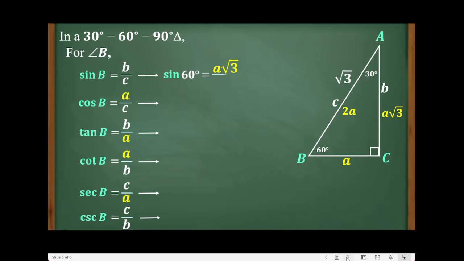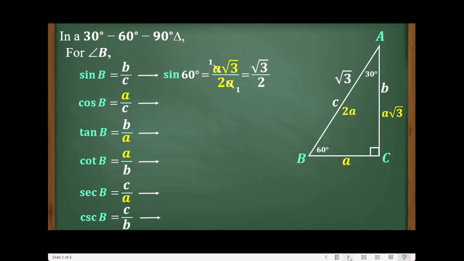So A square root of 3 over 2A. Again, A from numerator and denominator is common, so we can cancel them out, so that the resulting value for the sine of 60 degrees is what? Square root of 3 over 2.